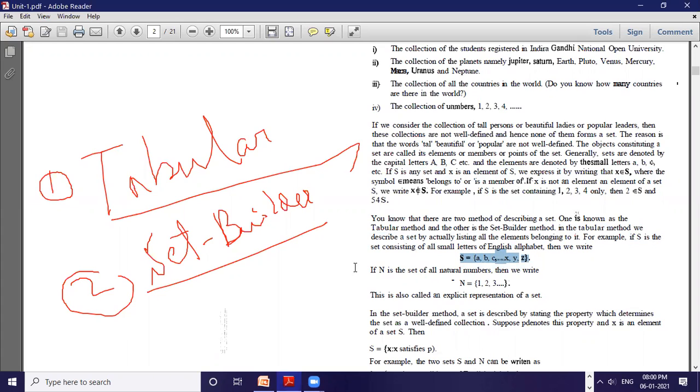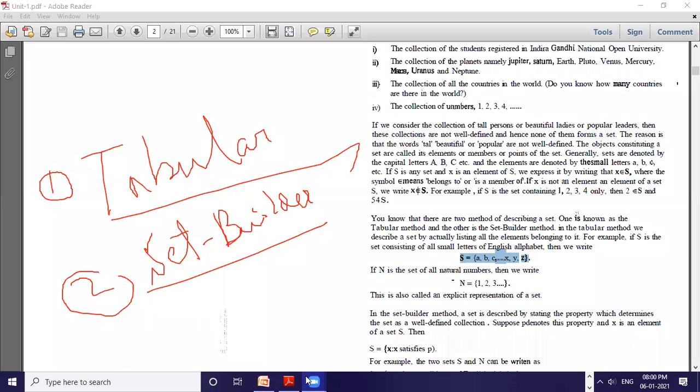Similarly, this is understood, right? You got it or not? Okay? If there is any confusion, if you don't get it, you can ask me.